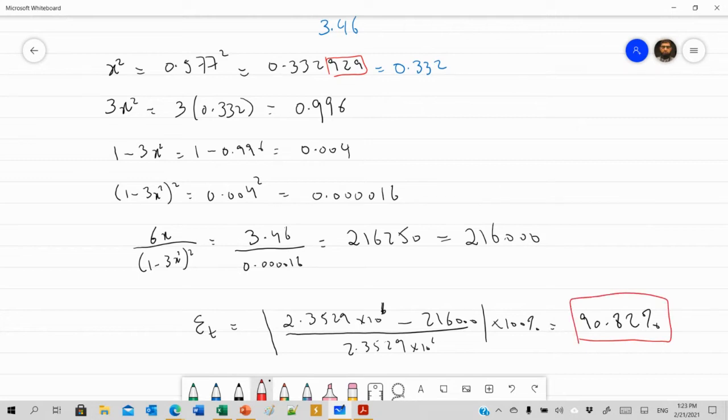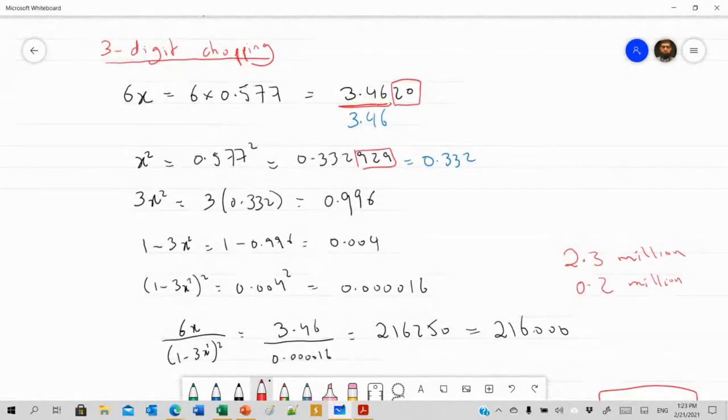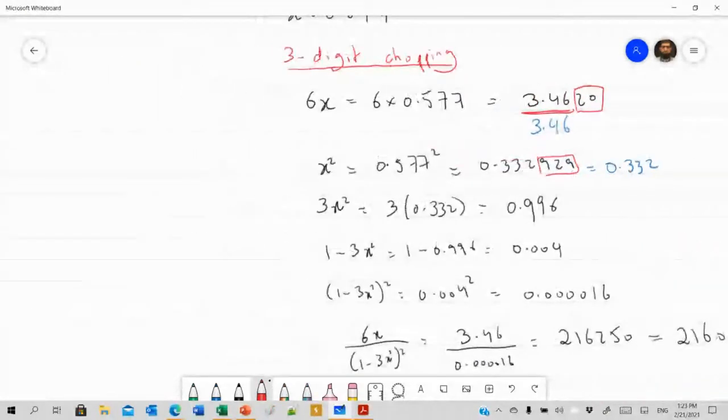You see what we get? The number was 2.3 million. What we ended up with is only 216,000, which is 0.2 million. So using chopping by 3-digit arithmetic, the number, instead of becoming 2.3 million, has become only 0.2 million. We have 90.8% error. So what we got is not even 10% of the actual value. Now we repeat the same thing, but using 4-digit chopping.